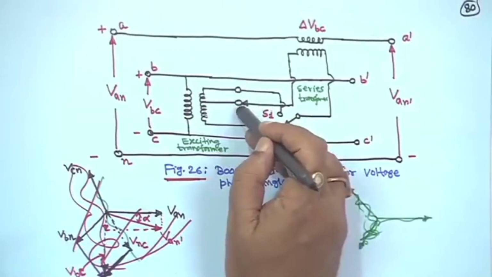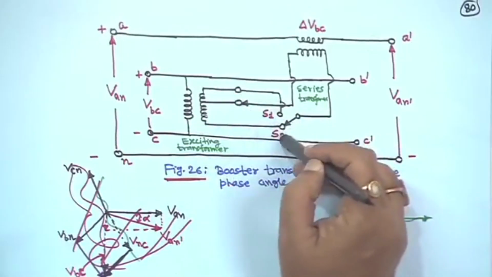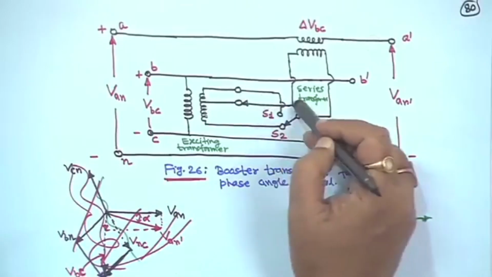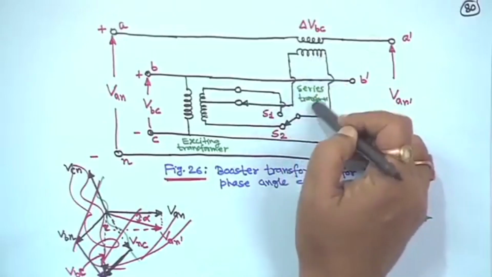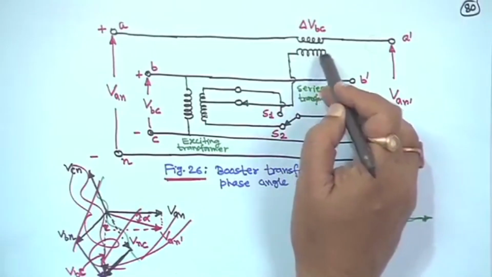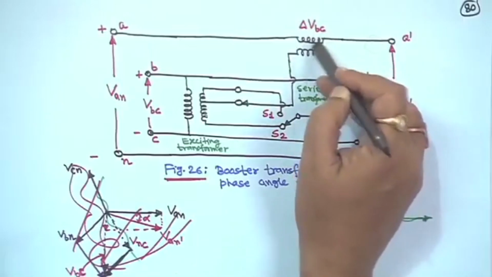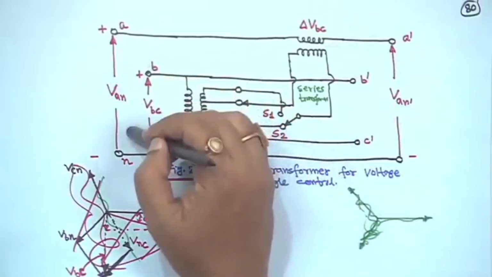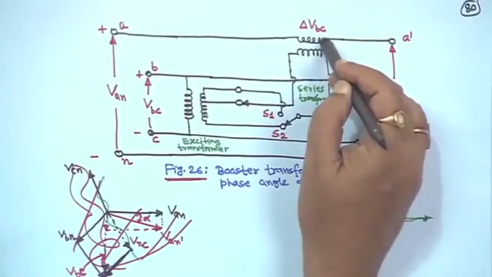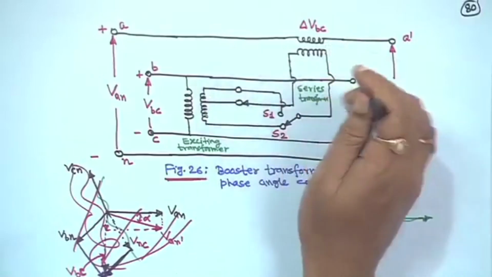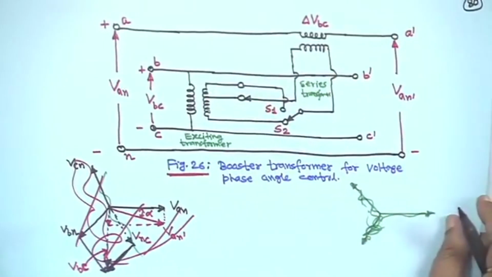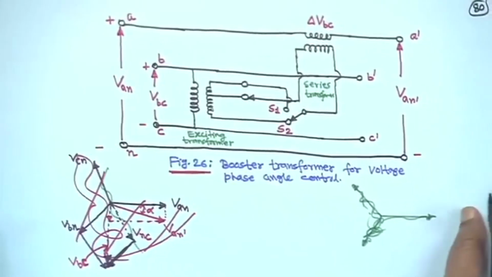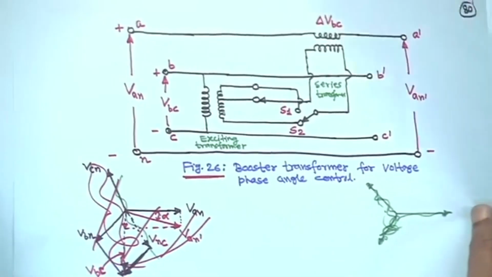From that, these are the tap settings, and only 2 taps are shown here. The output of this is the series transformer; on one side of this winding that voltage is impressed, and the other winding is in series with phase A, such that Van dash is equal to Van plus delta VBC. But delta VBC is not in phase with the phase A voltage, that is Van. So, let us go for a little bit of the phasor diagram.